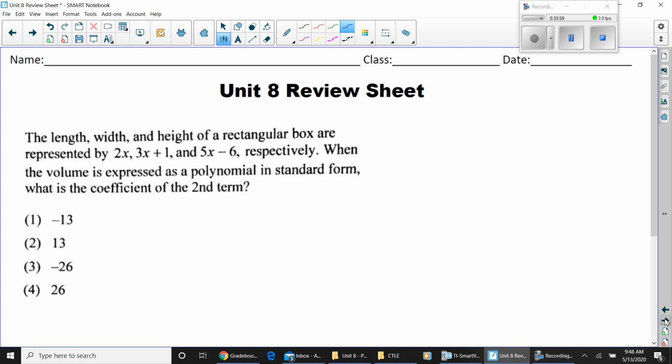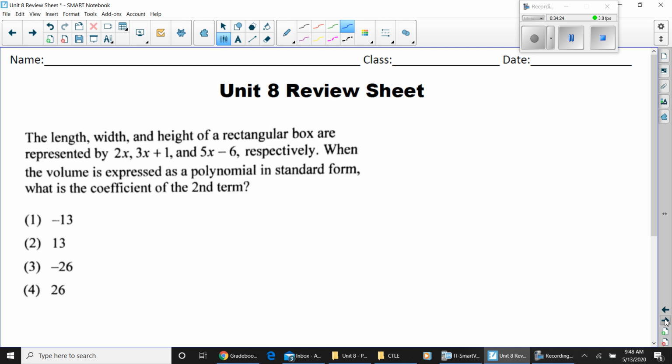Hopefully you got that. The length, width, and height of a rectangular box are represented by 2x, 3x plus 1, and 5x minus 6, respectively. When the volume is expressed as a polynomial in standard form, what is the coefficient of the second term? Wow, coefficient of that second term.